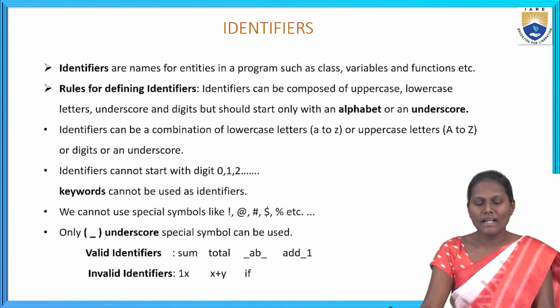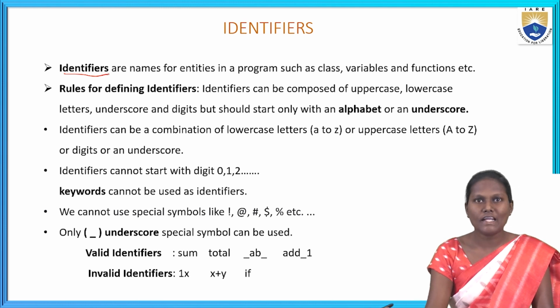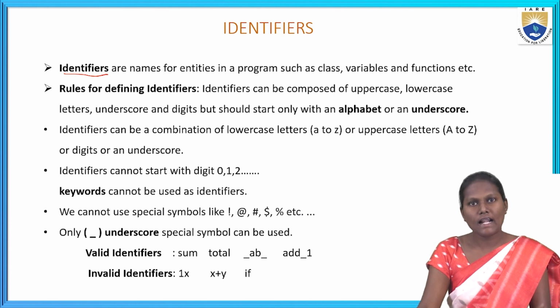Now coming to identifiers. Identifiers are names of entities in a program such as class, variables, and function, etc. These identifiers are the names of entities. What are the entities in the program? Class, variable, function, etc. These are the entities we can see in the identifiers.